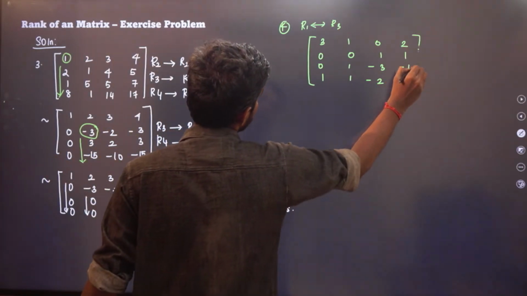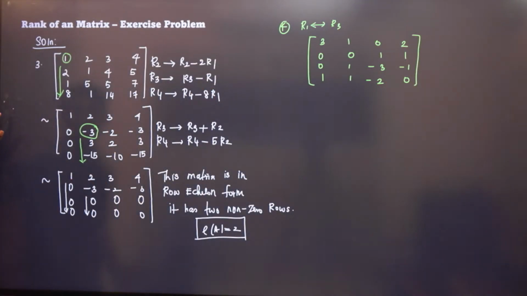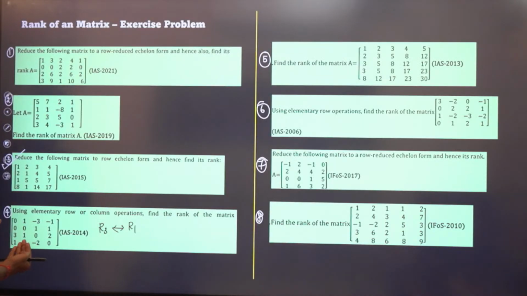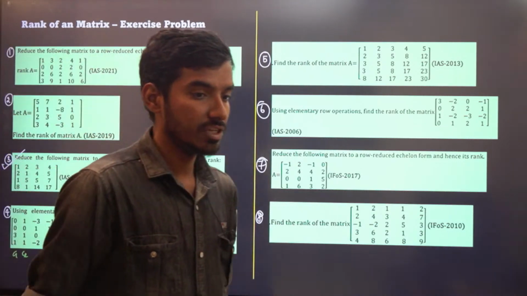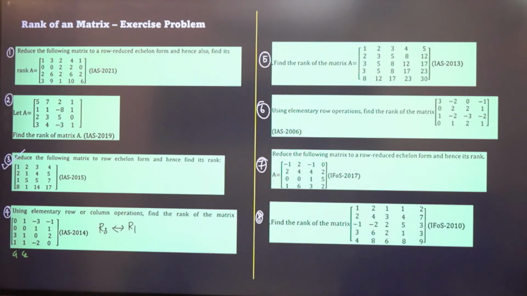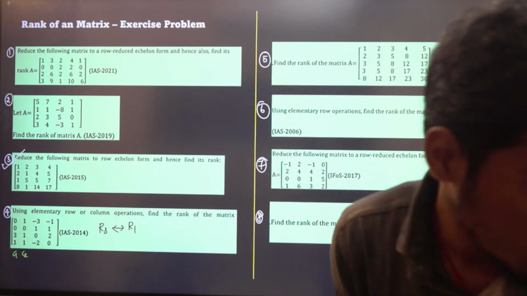You can interchange columns also. For example, you can interchange C1 and C2. In that way also you can do it, right?